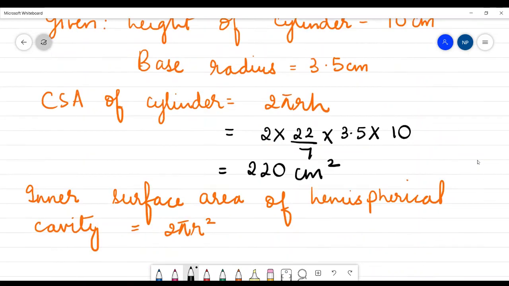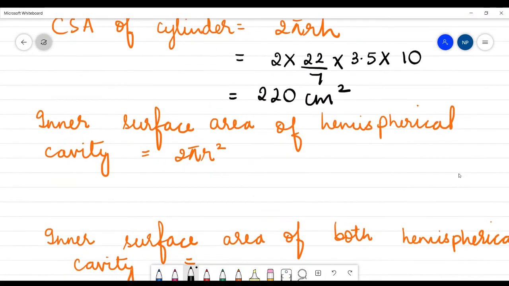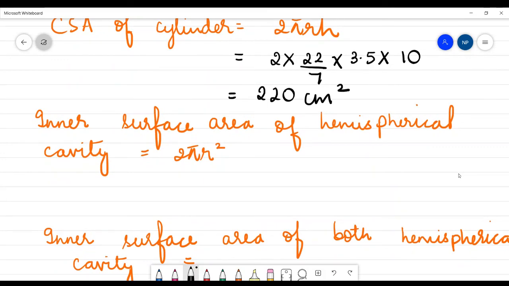After this, we need to find the inner surface area of the hemispherical cavity. Now there are two hemispherical cavities. First, let us find out the surface area of the first one. Then we will multiply it by 2. So the inner surface area of a hemispherical cavity, as per the formula that I have already marked in the book, is given by 2 pi r square.